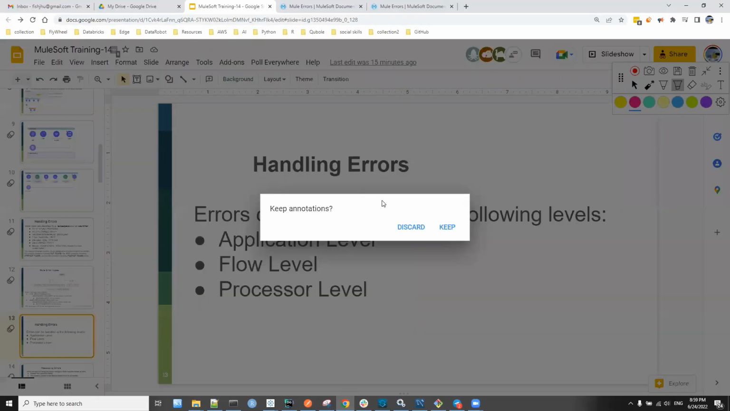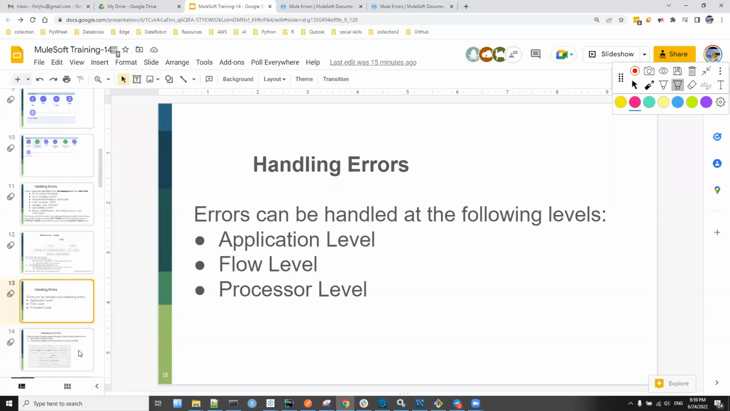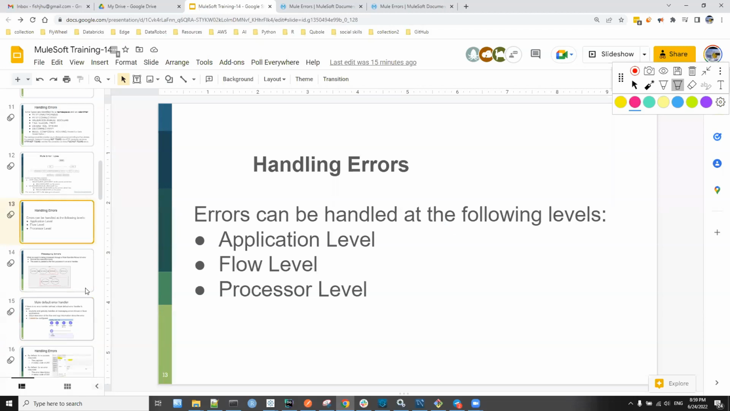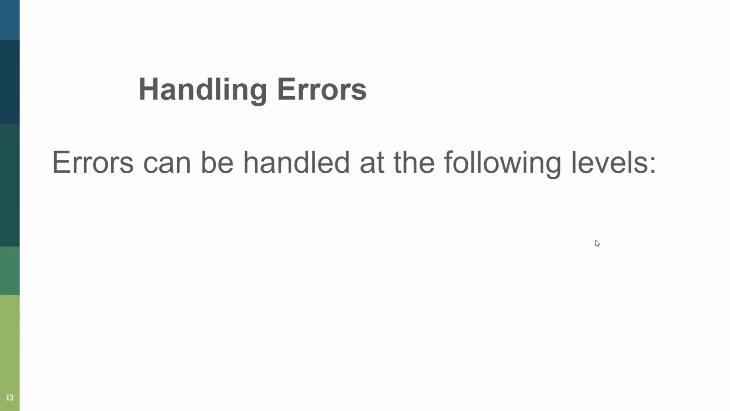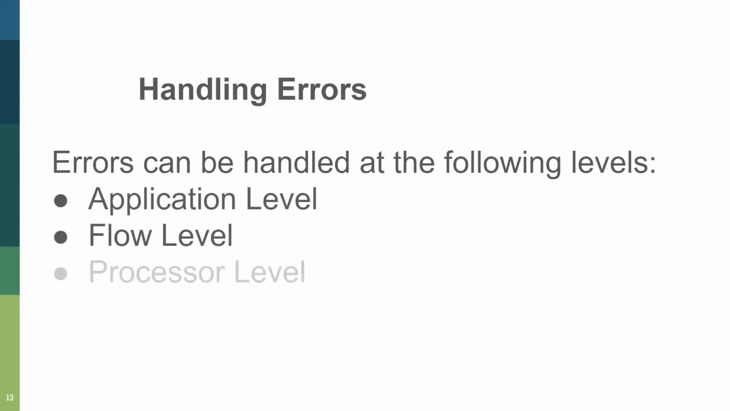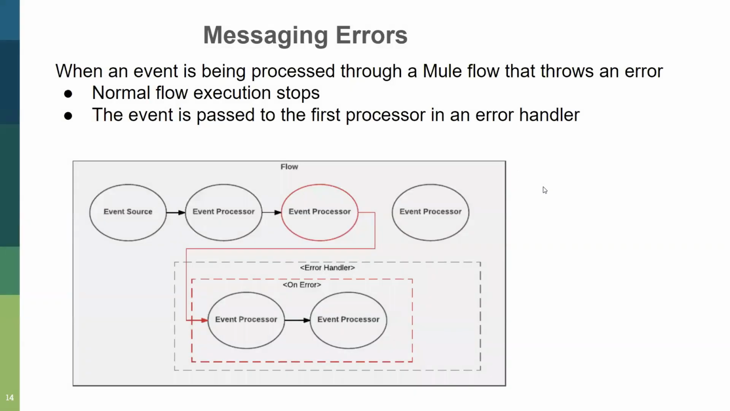Okay, it is almost time. Let's see if we can cover a couple of slides that can help us have a good stopping point for tomorrow. So errors can be handled at the following levels: at an application level, at a flow level, at a processor level. These are what we are going to see with different questions tomorrow. I was thinking we can go up to flow level today, but time flew by very quickly.